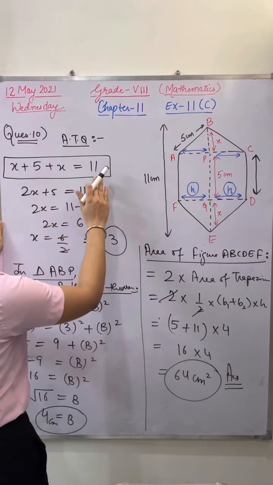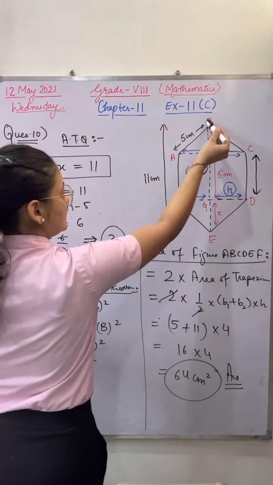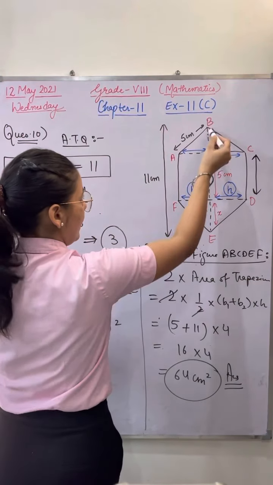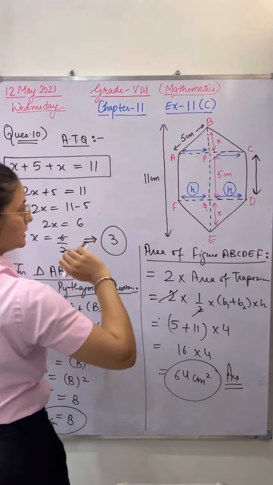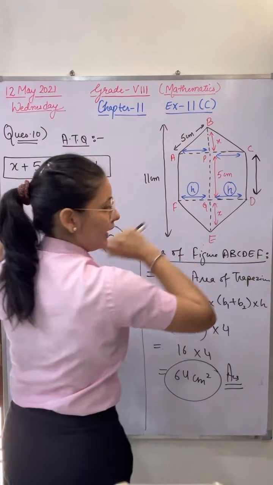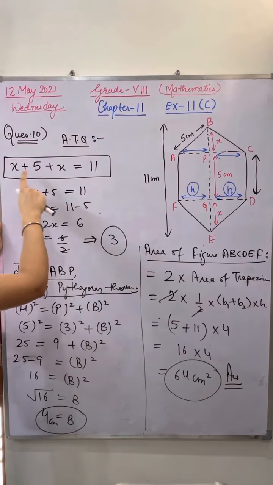First of all, you have to equate this complete height with this height. Okay, this complete height is 11. It is equal to x plus 5 plus x. These both are x and this is 5. This is equal to this, that is 5. Okay, so from there you can take out x.